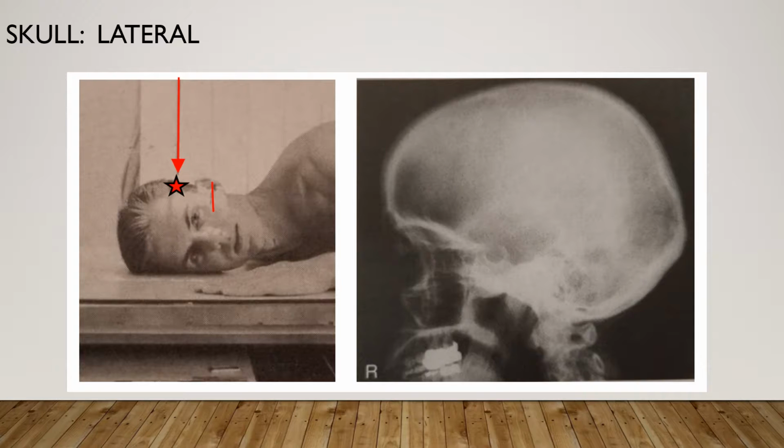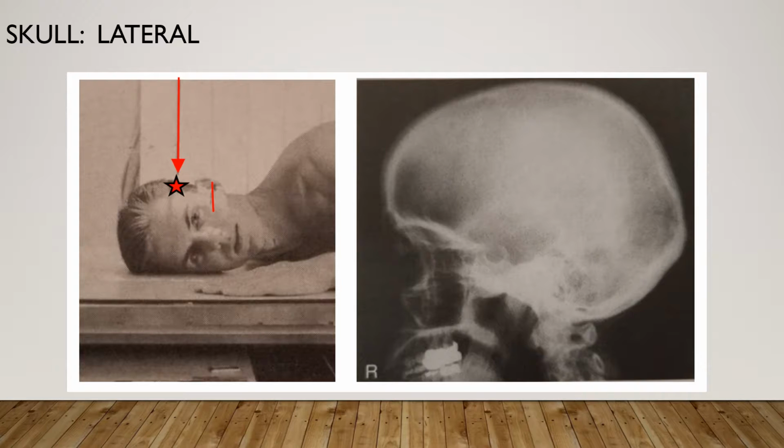The mid-sagittal plane is going to be parallel to the IR, and the interpupillary line is going to be perpendicular to the IR. You're going to adjust the chin to place the infraorbital meatal line parallel to the upper and lower IR edges.